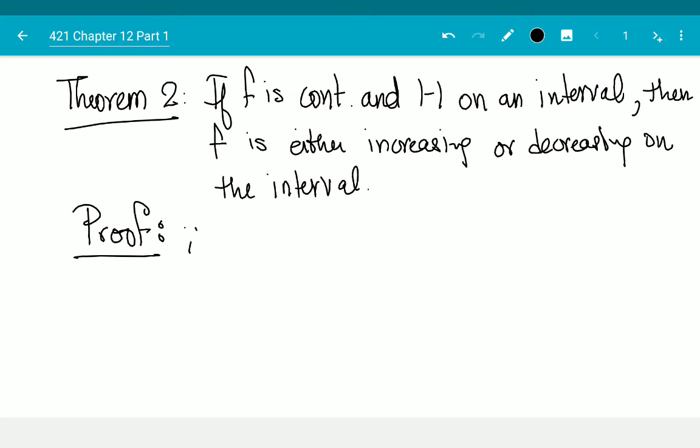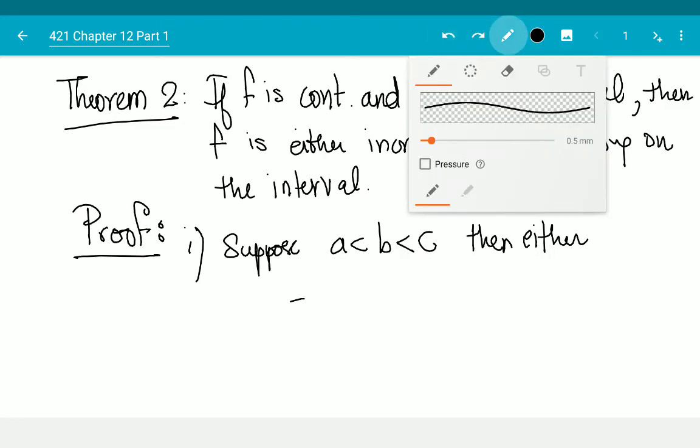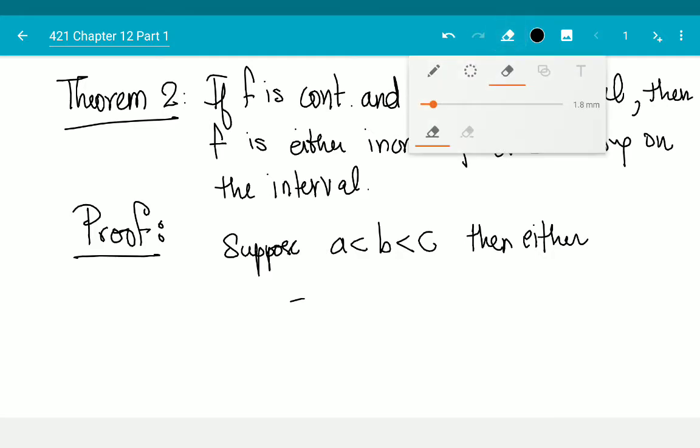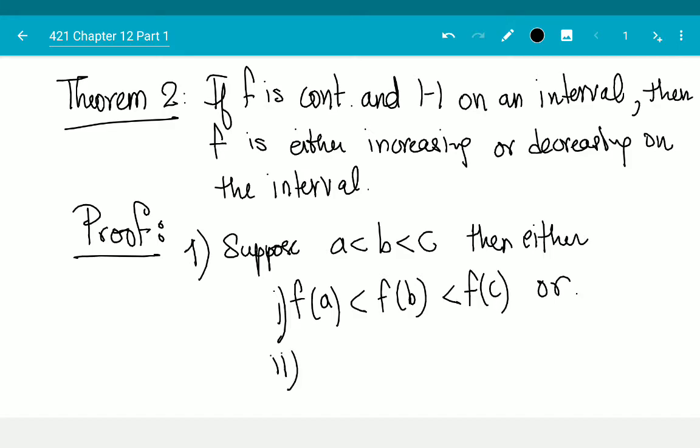There are 3 steps. 1, suppose A is smaller than B is smaller than C, then either 1, f of A is smaller than f of B is smaller than f of C, or 2, f of A is greater than f of B greater than f of C. Okay?